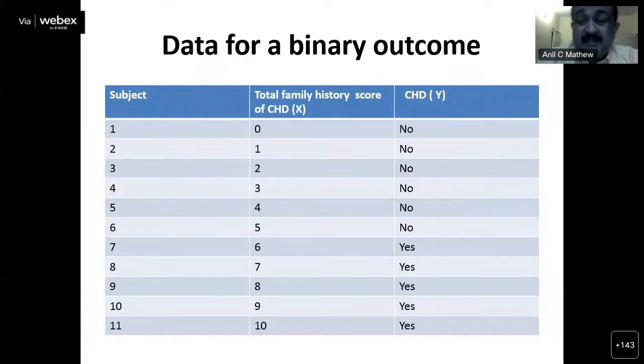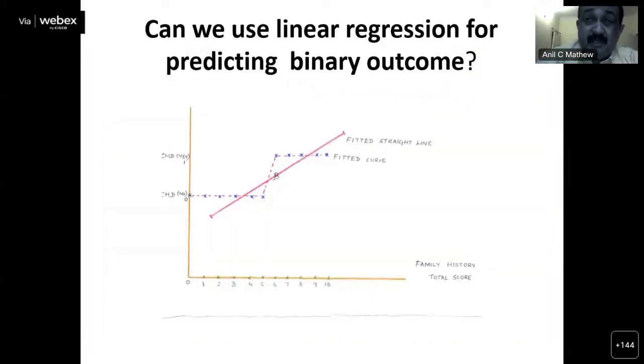We wanted to link the total family history score to coronary heart disease. What will happen if you do a straight line regression analysis? In straight line regression analysis, y is the dependent variable. In this scenario, y has only two values: either you have coronary heart disease or you don't. So for y, we have only two values, 0 and 1.